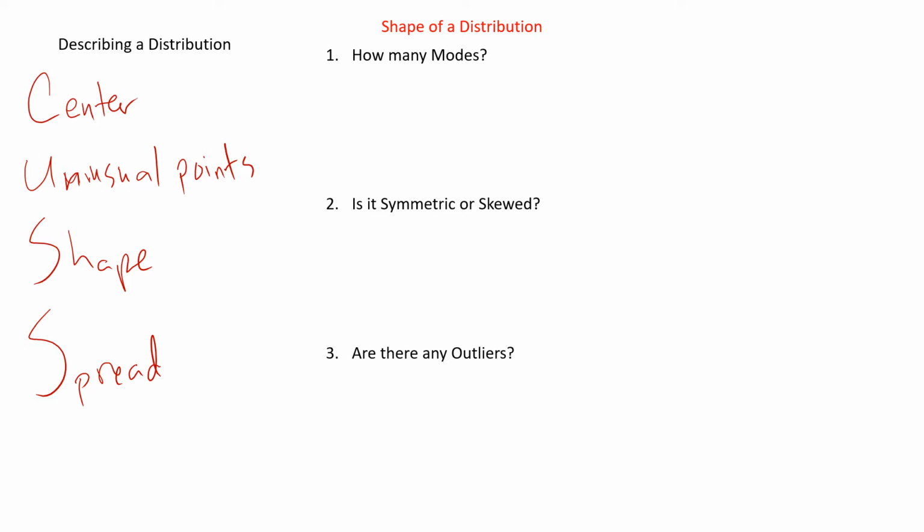So the shape of a distribution. First thing we want to look at, how many modes are there? And you might be thinking, wait a second, a mode, that's one of the measures of center: mean, median, mode. Yeah, kind of, but it also is the shape. A lot of graphs, like the histogram that we saw earlier, are called unimodal. It has 1 mode.